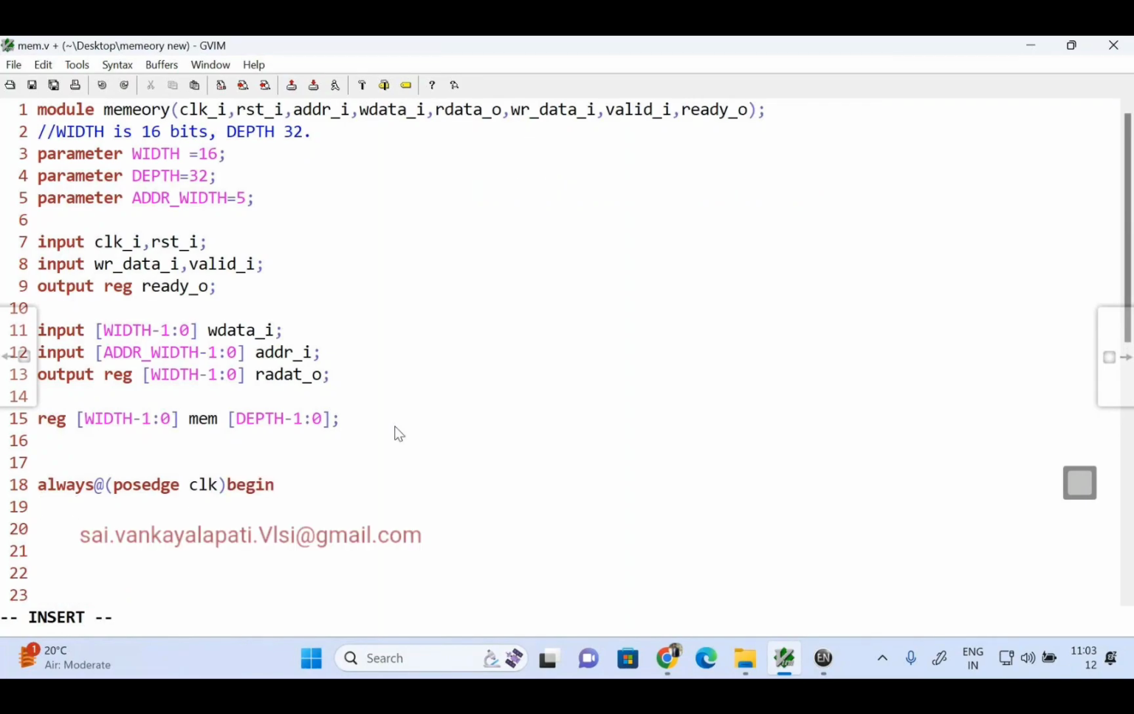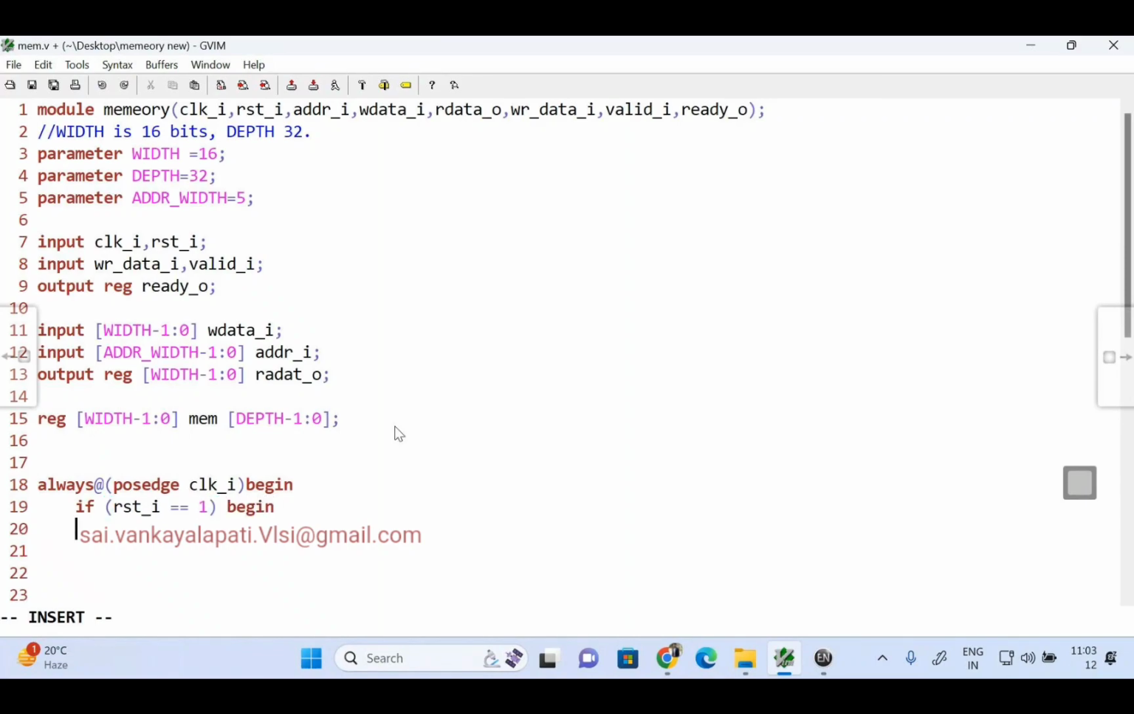I have a reset pin, right? Then we'll go for valid and ready, and then write data enable. First we'll write the logic based on the reset. What I want to do when reset is equal to 1? Bring it to the idle state, steady state. So I can write always at posedge clock_i, if reset_i is equal to 1.